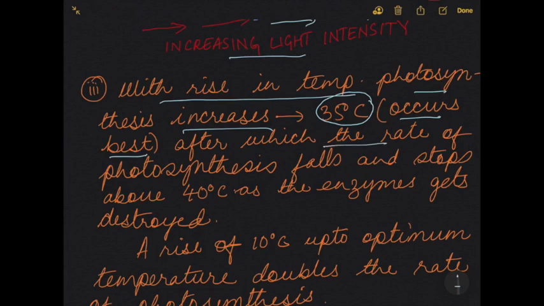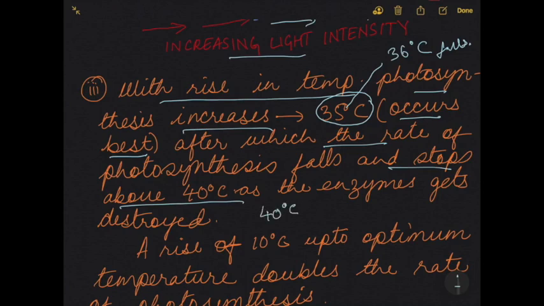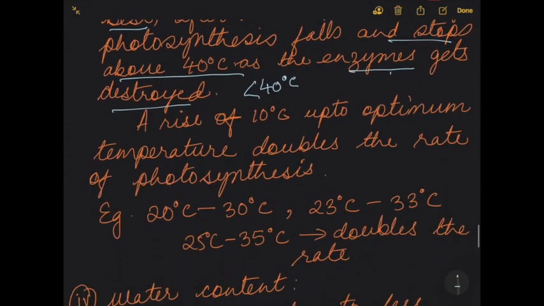Now if the temperature rises from 35 to 36 degrees, what happens to the rate of photosynthesis? It falls. And it stops completely above 40 degrees Celsius, because above 40 degrees Celsius the enzymes are destroyed. We are talking about the enzymes which help in photosynthesis.